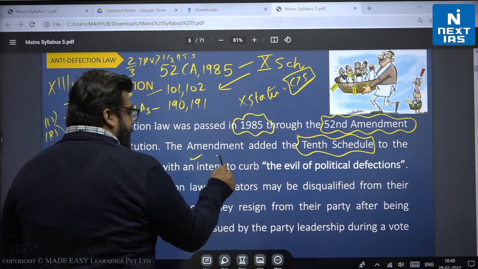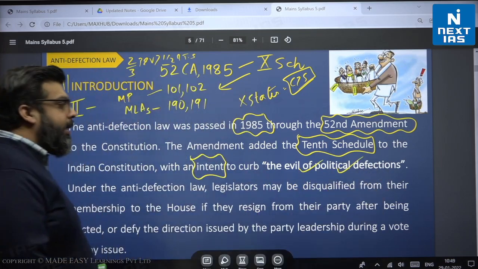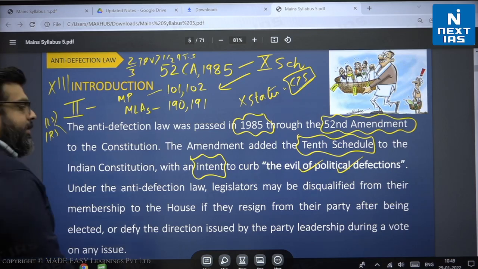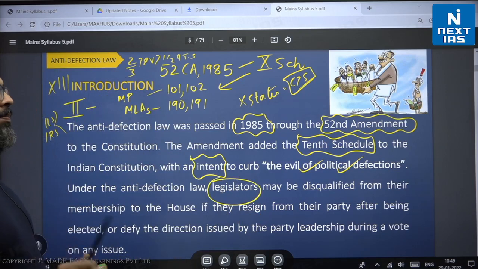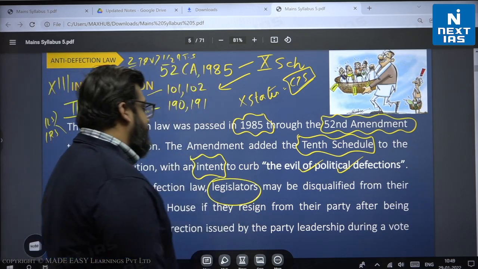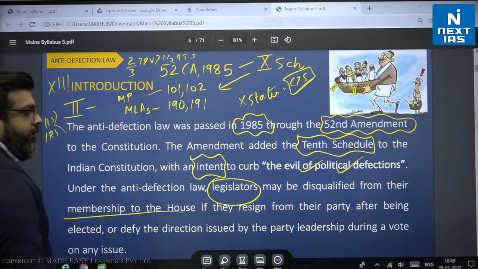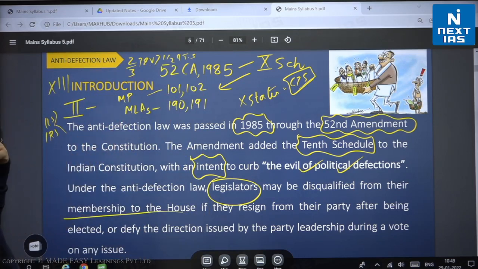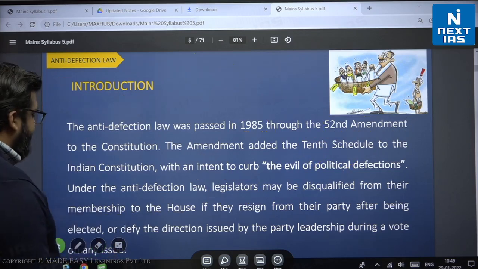Now, this amendment added the 10th schedule to the constitution, and the intention, the exam has asked you the intention to curb the evil of political defections. And therefore, very broadly, legislators and any legislator, MP, MLA, anybody except the chairperson of the Rajya Sabha, because you are not a legislator as a chairperson of the Rajya Sabha, you may be disqualified from the house if you resign or if you defy, and I'll come to the conditions in just a bit. But this is the broad introduction to anti-defection law, right?